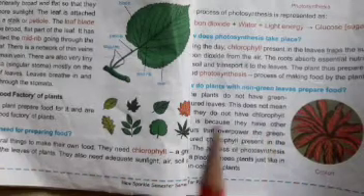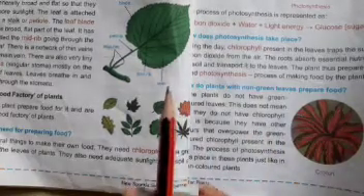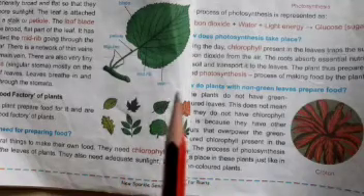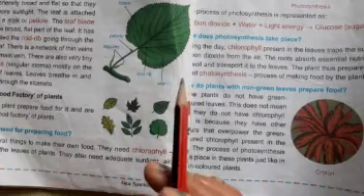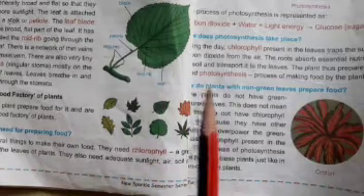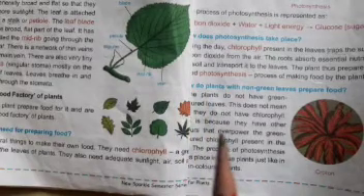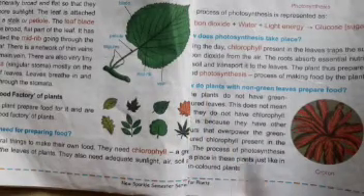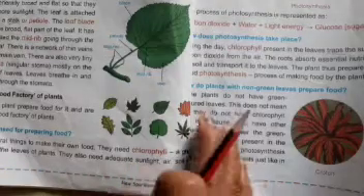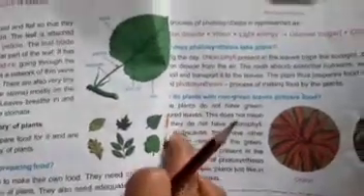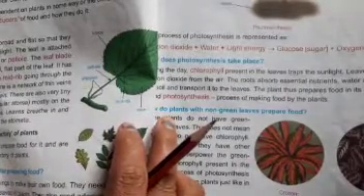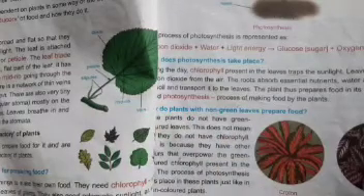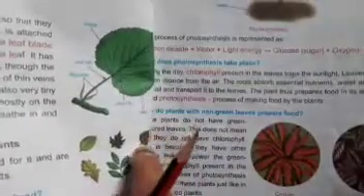In that way, plants also need some things to prepare food. What do plants need for preparing food? We are going to learn. We already learned this, but now we are going to revise. This process means preparation of food. This process is called photosynthesis. Photosynthesis is the food preparation in plants.